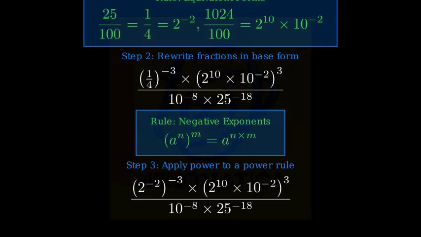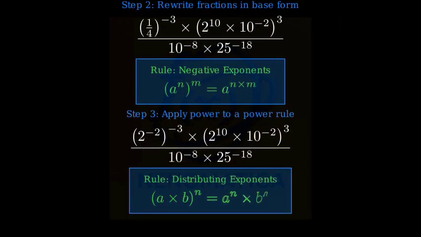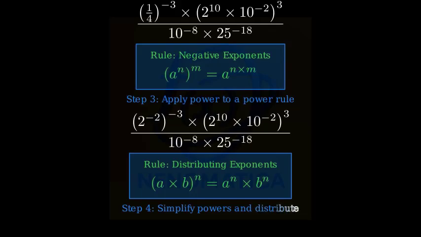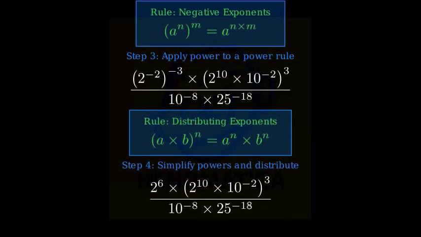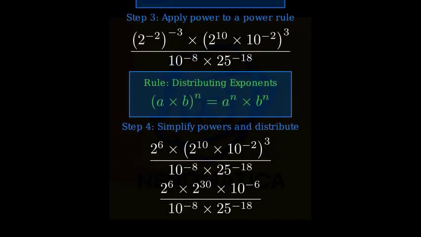Following the rule that when we have a power raised to another power, we multiply the exponents. So 2 to the negative 2 to the negative 3 becomes 2 to the positive 6. And now we need to distribute the exponent 3 to the terms inside the parentheses in the numerator. This gives us 2 to the 30 power times 10 to the negative 6 power.